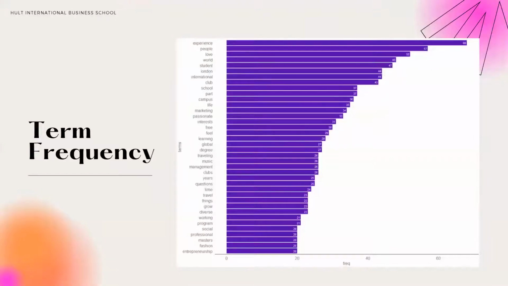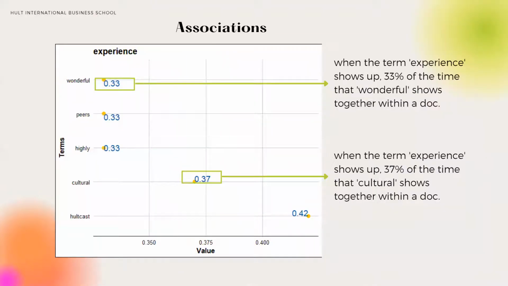The first one is term frequency of overall data. We can see that referring to bio and interest information, the ambassadors talk more about club, marketing, traveling, music, fashion, and entrepreneurship. It fits the expected image of Hold ambassadors. However, I will conduct deeper mining to review more information. Since the most frequently used term of Hold ambassadors is experience, I would like to know the relationship between this term and other words. As you can see in the dot plot, when the term experience shows up, 37% of the time that cultural shows together, and 33% of the time that wonderful shows together within a document. This possibly shows that when Hold ambassadors talk about their experience at school, they use terms like wonderful and cultural, which fits a message that we want to pass to prospective students.